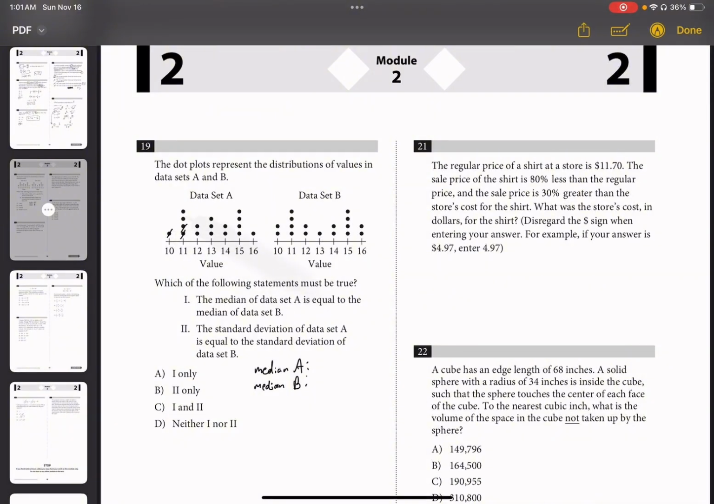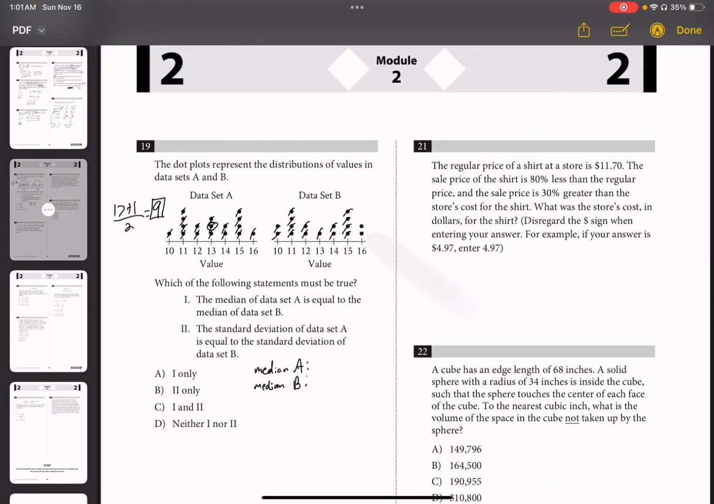There are 1, 2, 3, 4, 5, 6, 7, 8, 9, 10, 11, 12, 13, 14, 15, 16, 17 values. So we know that the median is going to be the 17 plus 1 divided by 2, which is 18 divided by 2. So the ninth value of that data set is going to be the median. So 1, 2, 3, 4, 5, 6, 7, 8, 9. So our median is 13.